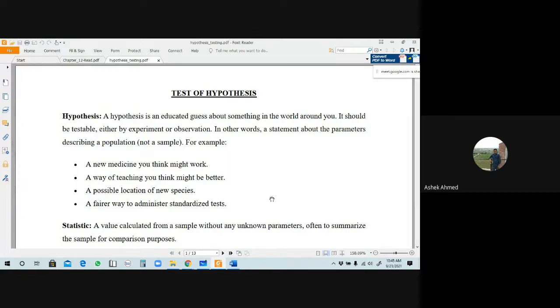Okay, so today we will start hypothesis testing. What is a hypothesis? Hypothesis means assumption. A hypothesis is an educated guess about something in the world around you. It should be testable either by experiment or observation. In other words, it is a statement about the parameters describing a population. For example, there are some examples here.